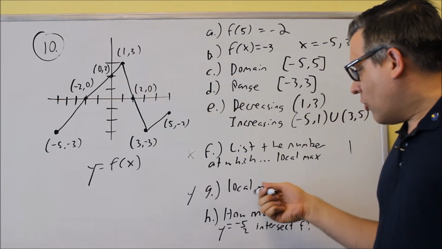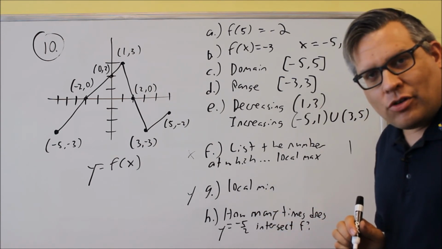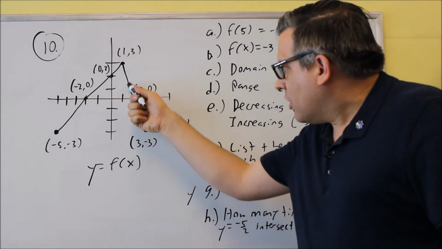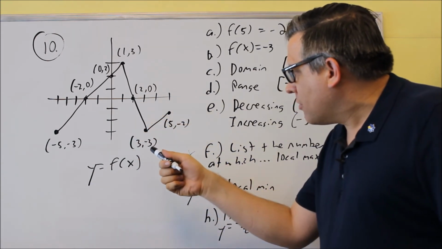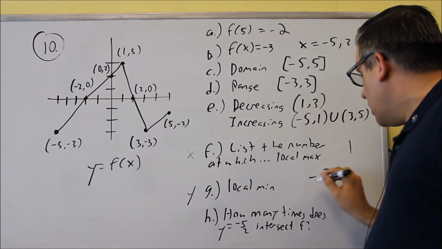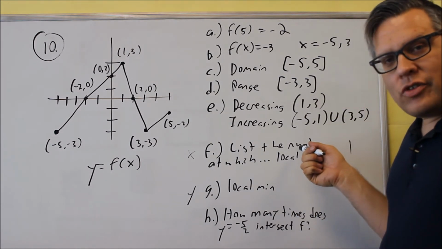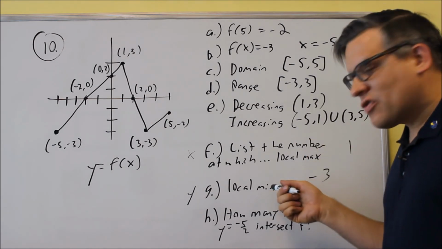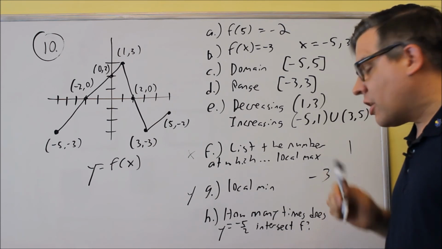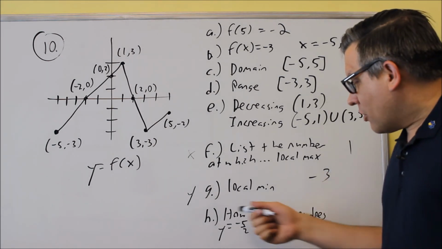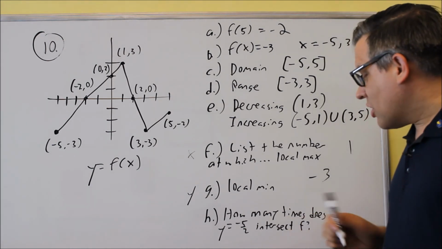Now this is asking for the local min. Local min means you're asking for the y value where the min is. So again, we're going down and we're going up. This is the point that we're referring to here. The y value there is going to be -3. Okay, so this is the x value where you see list the number at which. If it just says find the value of the local max or relative max or min, then you're indicating the y value only.